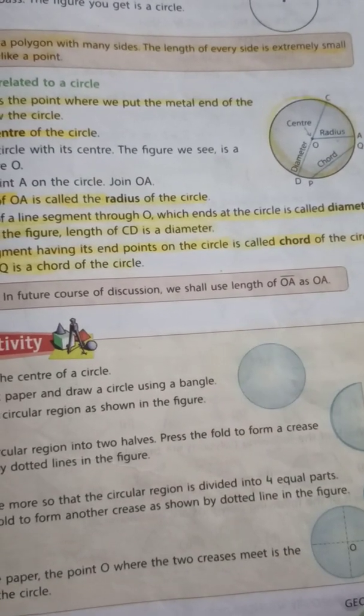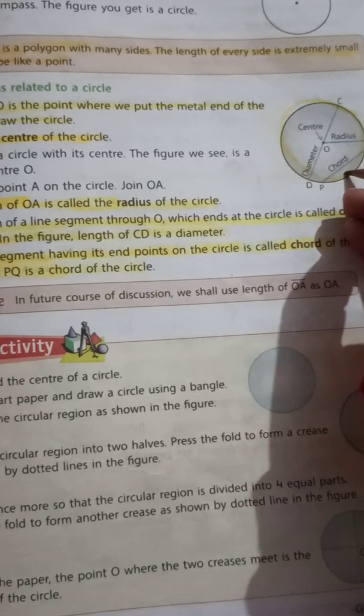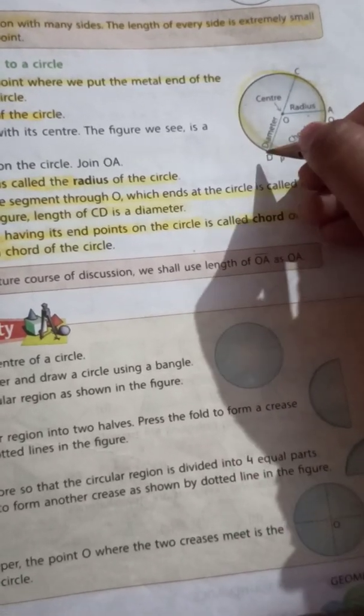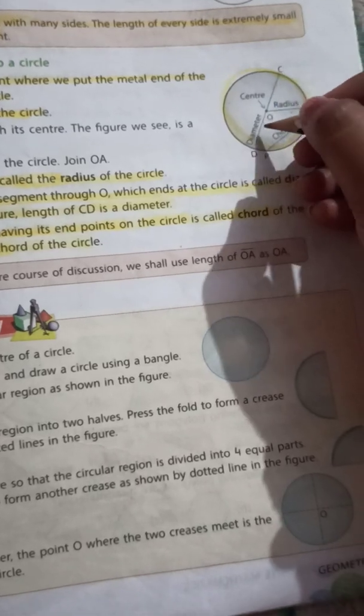And the diameter: a diameter is a chord passing through the center of the circle. What is the diameter? In this circle, point O is fixed, OA is a radius, and the diameter is the complete length inside the circle. The length of a line segment from one point of the circle to another through the center is called the diameter. This is the diameter, and the radius is the length OA.